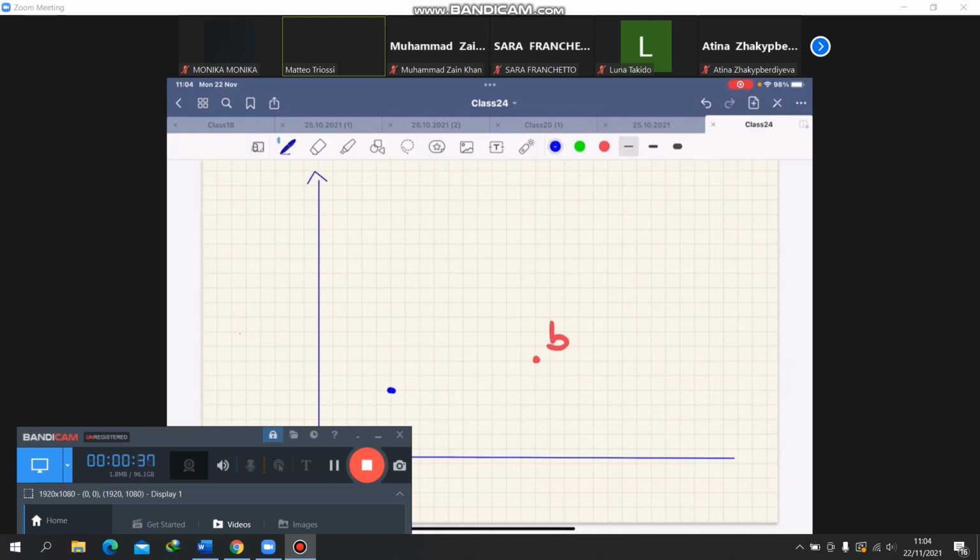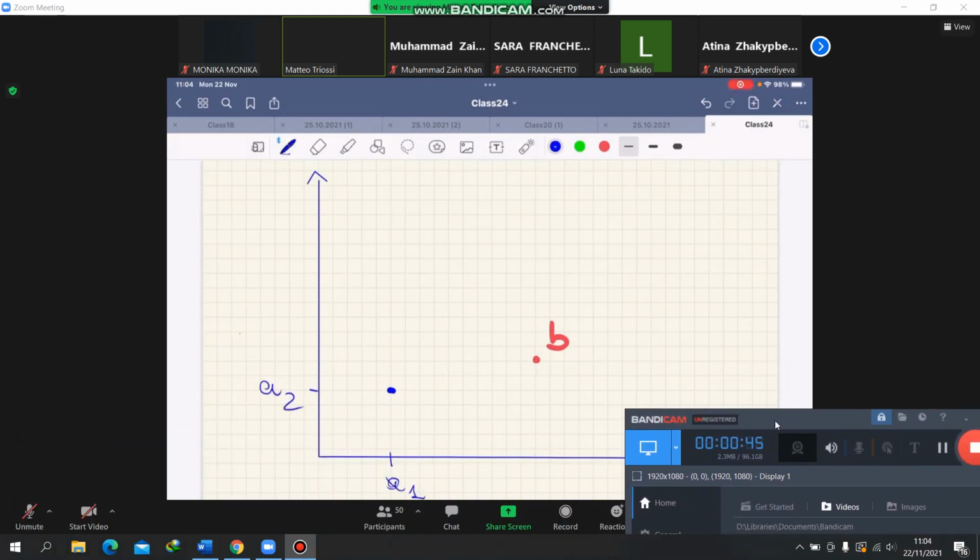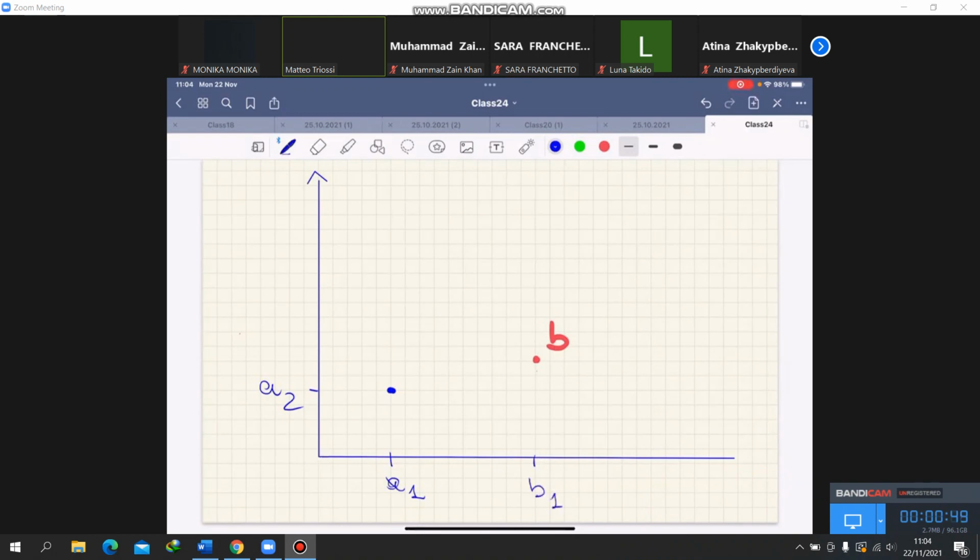Here it's A1, A2. Here it's B1, and here it's B2. So A1 is 5 squares. A2 is 15 squares. So the first coordinate of A plus B will be 19 squares. So 2, 3, 5.